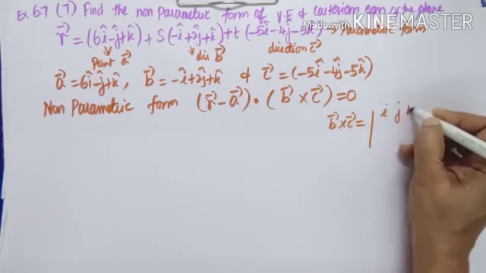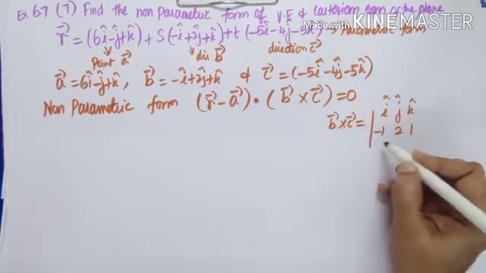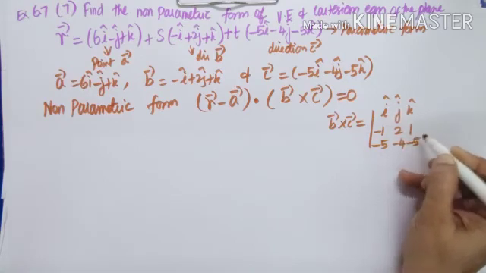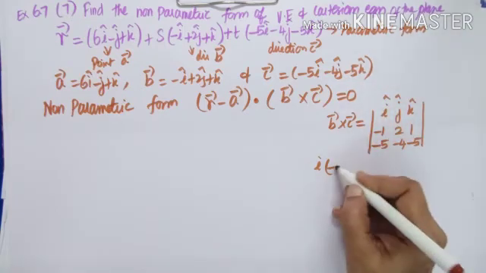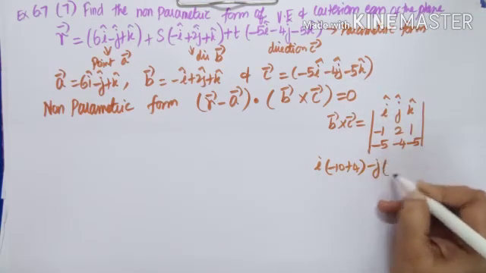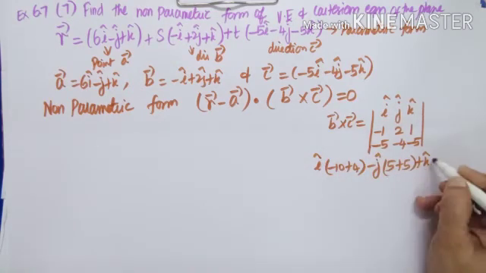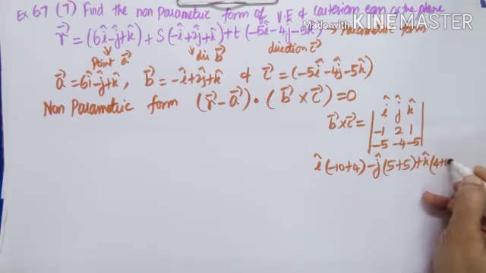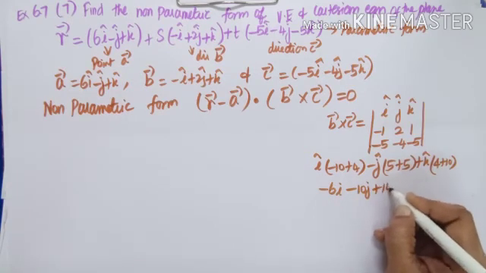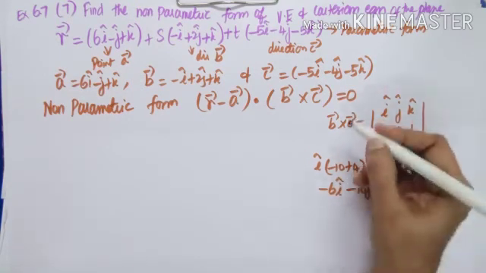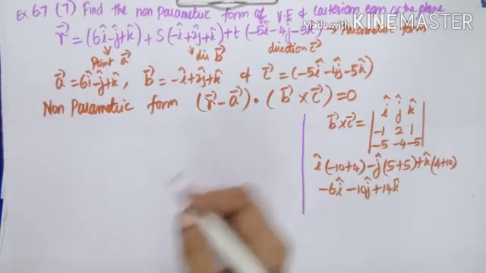Determinant, first row i, j, k. Second row B vector minus 1, 2, 1. C vector minus 5, minus 4, minus 5. Let me expand and get the answer. Minus 10 plus 4, minus j into 5 plus 5, plus k into 4 plus 10. Simplifying, minus 6i minus 10j plus 14k. As I get B cross C, let me go on substituting in this.